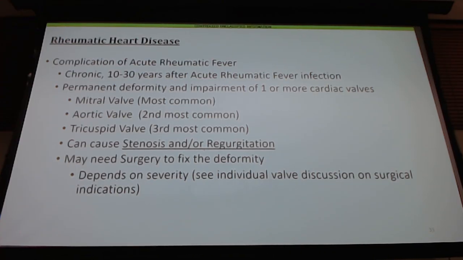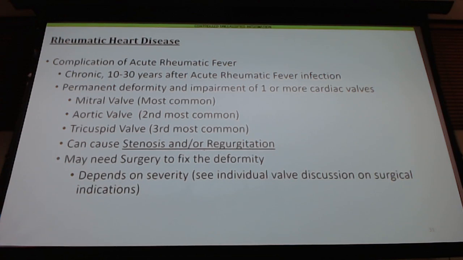That leads to, it can either have a stenotic component, or a regurgitant component, or both. So you may end up having a stenosis with a regurgitation occurring in these patients. And you can imagine the pathophysiologic functional impacts that occur if you have both a stenotic and a regurgitant component of valvular disease. But the most common valve affected is going to be your mitral. Second most common is going to be your aortic, and then the third most common is going to be your tricuspid valve.